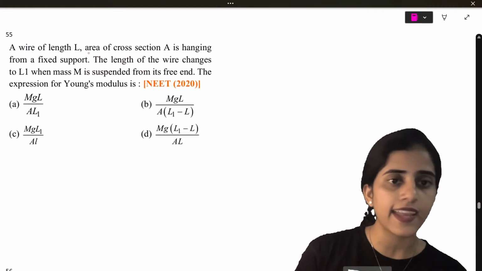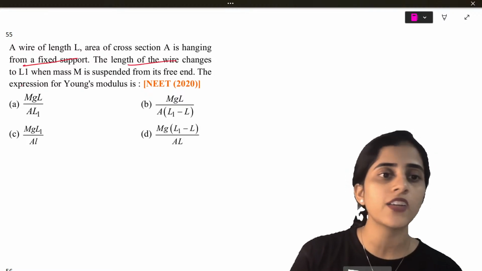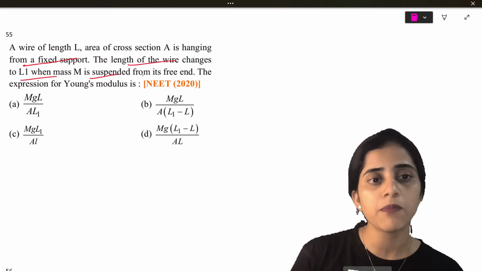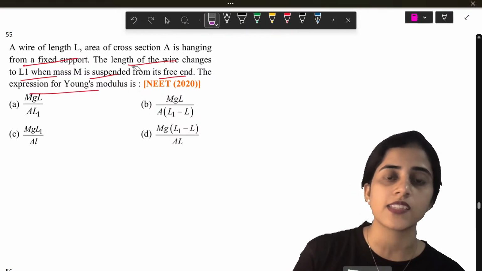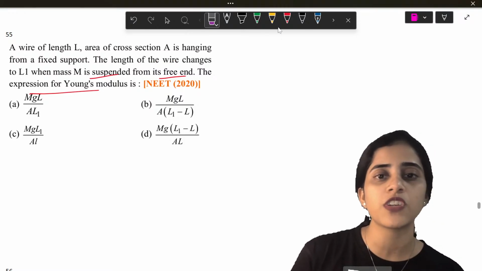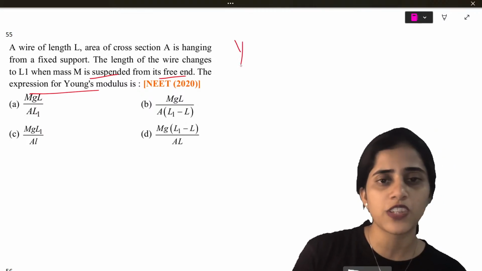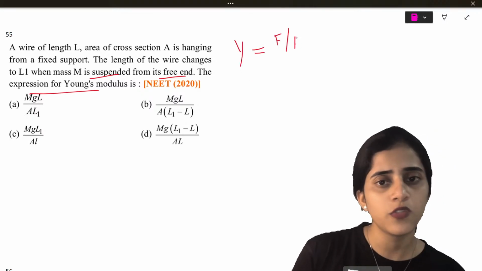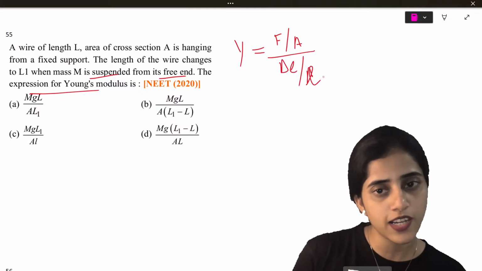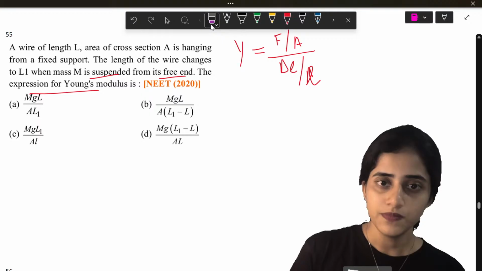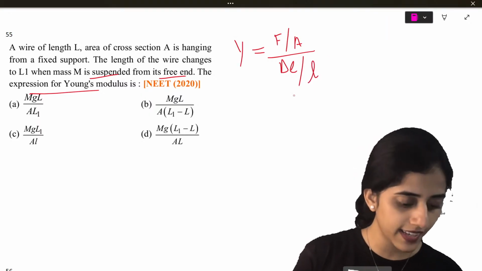Next question, 55. A wire of length L, area of cross section A, is hanging from a fixed support. The length of the wire changes to L1 when M is suspended from its free end. The expression for Young's modulus is? So what is the expression for Young's modulus? Force over area divided by change in length by original length.